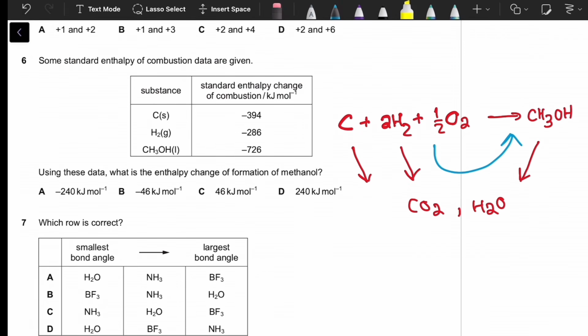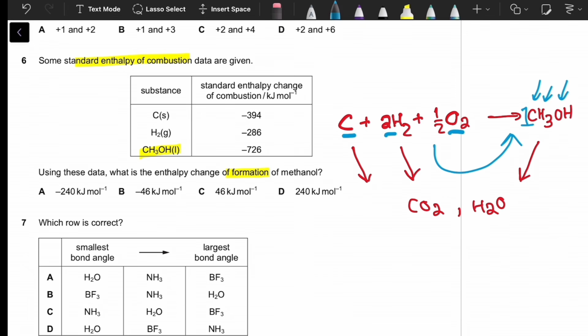Question 6 has given us a table with standard enthalpies of combustion data, and it's asking us to use this data to find the enthalpy change of formation of methanol. So methanol has the following formula of CH3OH. Now, the equation for the formation of any molecule must consist of the molecule being formed, and only 1 mole of it being formed from its constituent elements, so from the individual atoms that make up the molecule. So we have carbon, hydrogen, and oxygen.